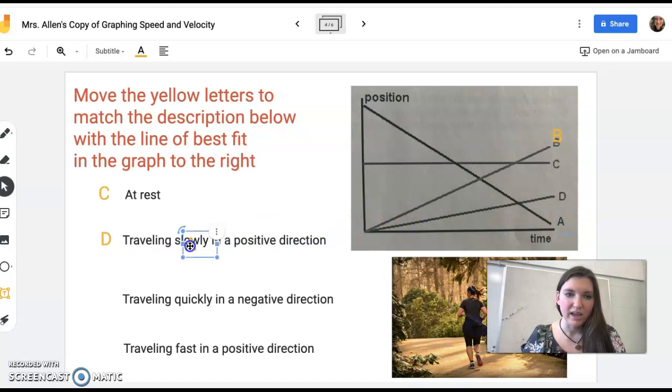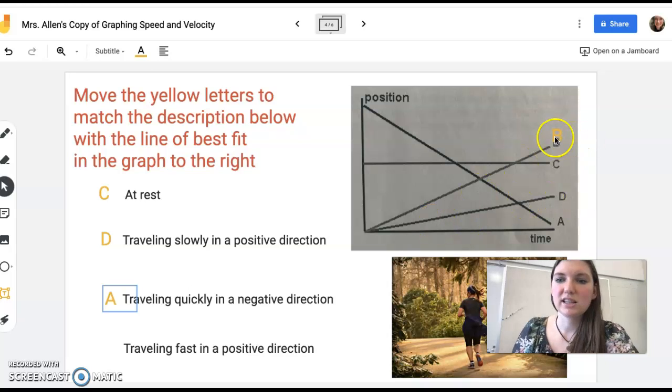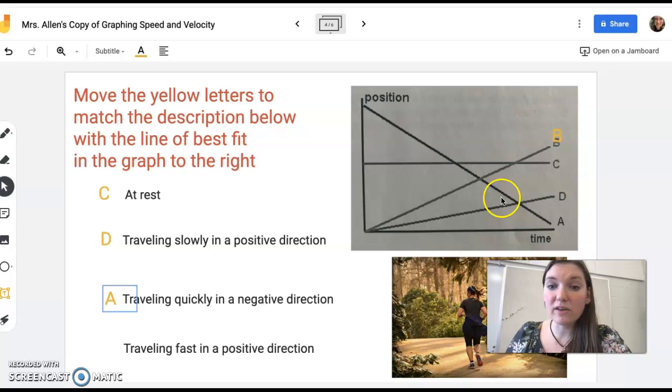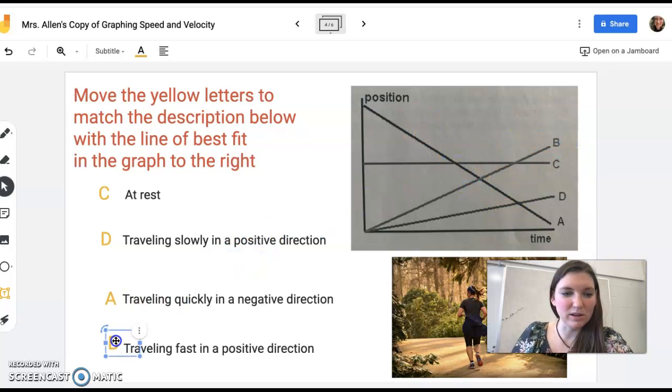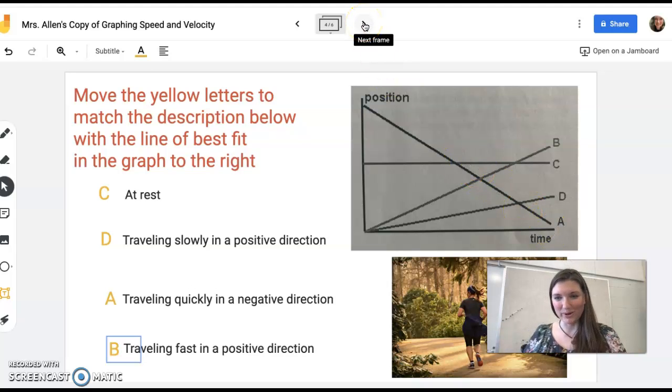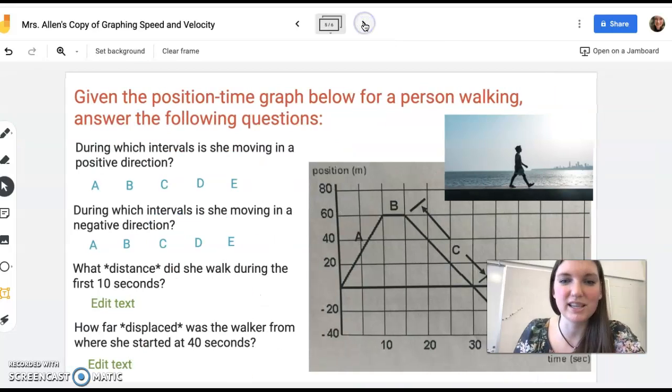So A for that one. Traveling fast in a positive direction, it's going to be B. It's not traveling as fast as the negative direction one, but it is traveling pretty fast compared to the other one. So again, whenever we're talking about velocity or speed, we're talking about slope. Kilometers per hour, miles per second. Well, miles per second would be like space things.